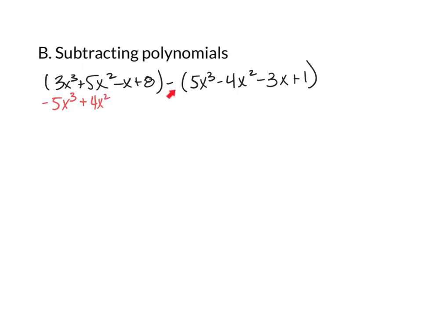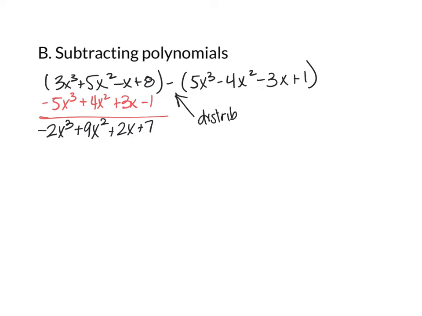x cubed minus 5x cubed and minus negative 4x squared. So minus the negative means we're going to add it. And then the next one is also minus a negative, so we get plus 3x and then minus a positive 1. Now I can combine my like terms. So I have negative 2x cubed plus 9x squared plus 2x plus 7. And that's my final answer. So we really have to make sure that we are distributing the subtraction to the entire polynomial.